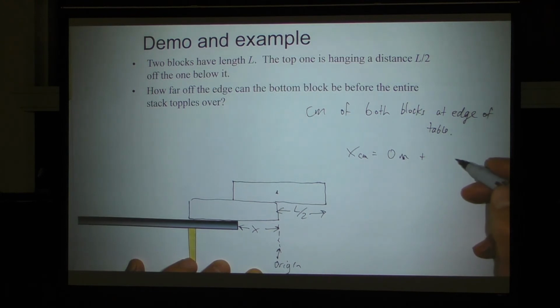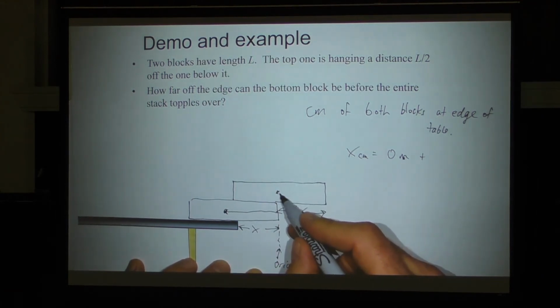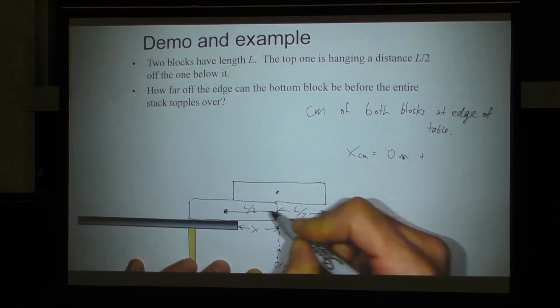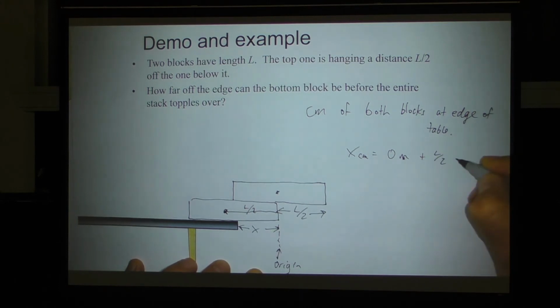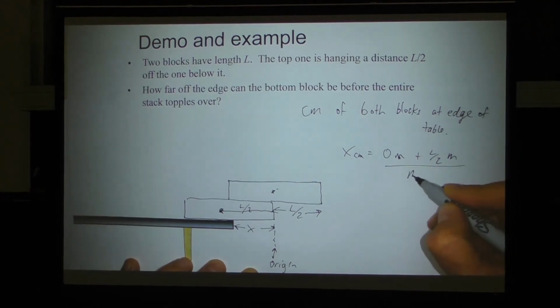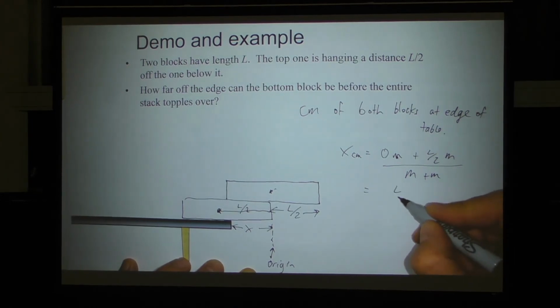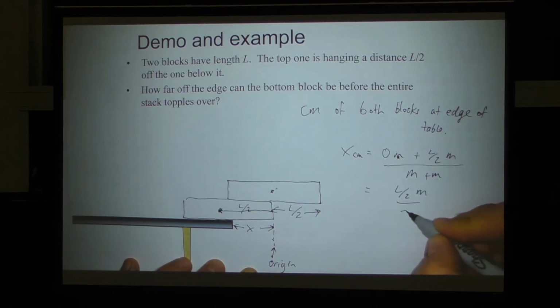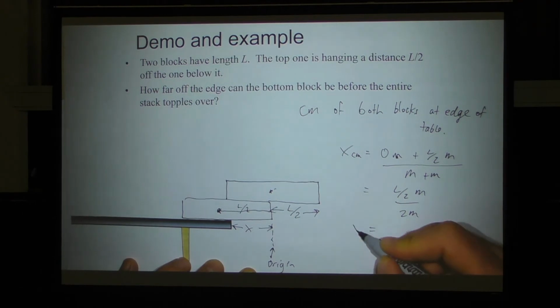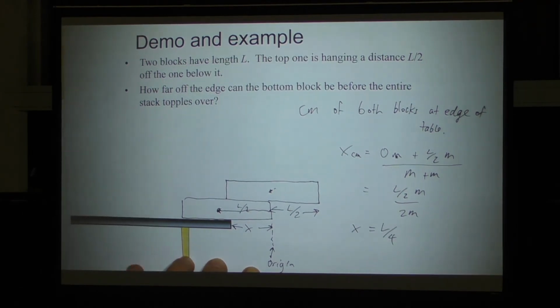The distance to this center, so that's the center of mass of that block, and this center of mass of that block is L over 2, plus L over 2 times that M. Make sense? I'm adding these two objects. And then divide it by the total mass. And so I get L over 2 times M divided by 2M. So I get X is going to be L over 4.